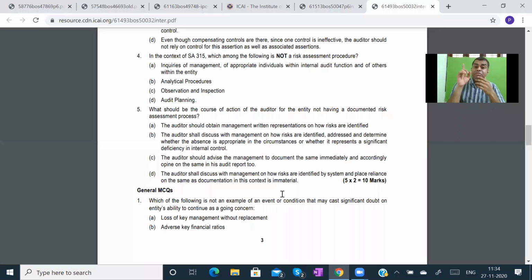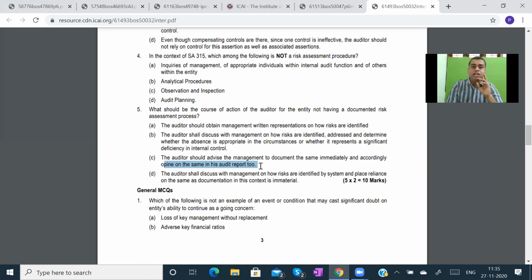See, certain things can be eliminated. Again, play the elimination game. For example, giving an opinion in the audit report. Is there anything written anywhere in the Standards on Auditing or in the Companies Act that if risk assessment procedure documentation is not proper, the auditor has to report that in the audit report?